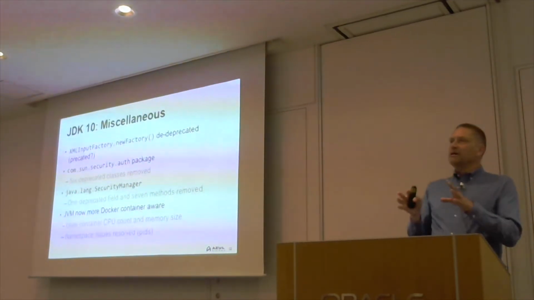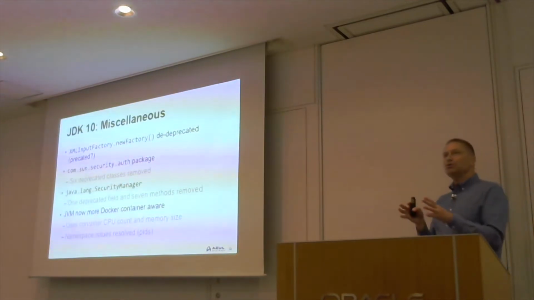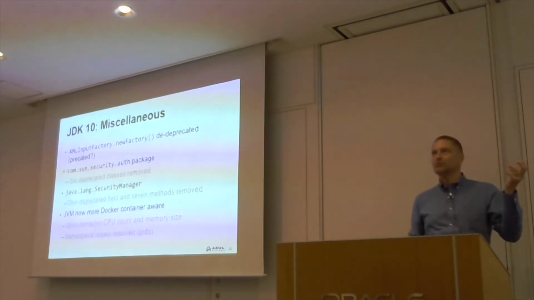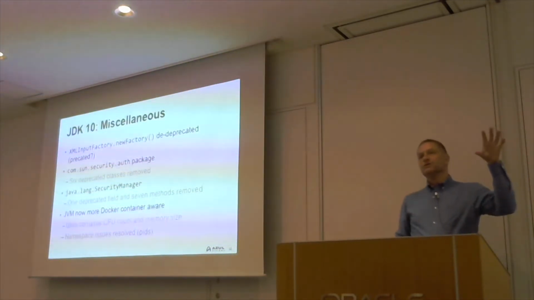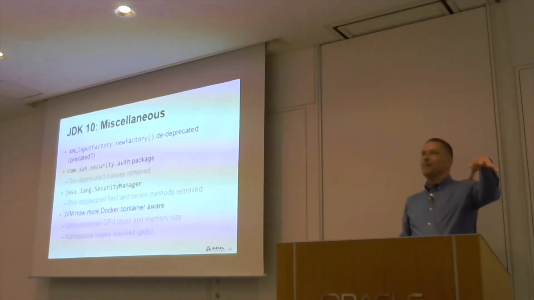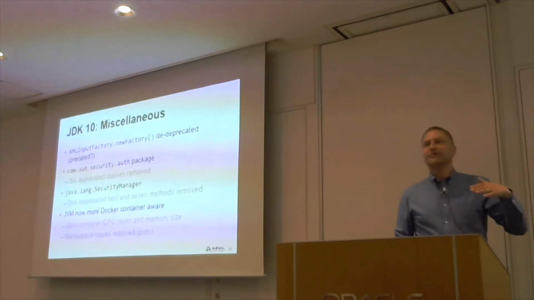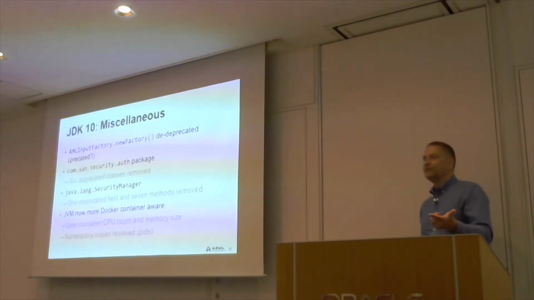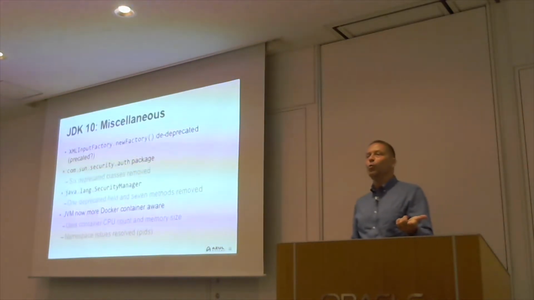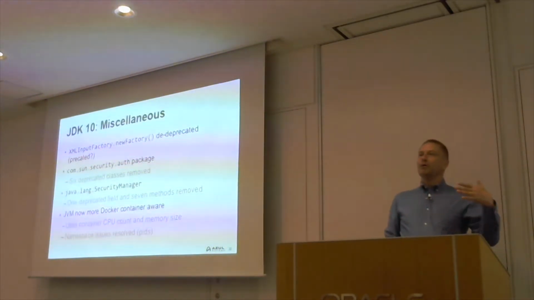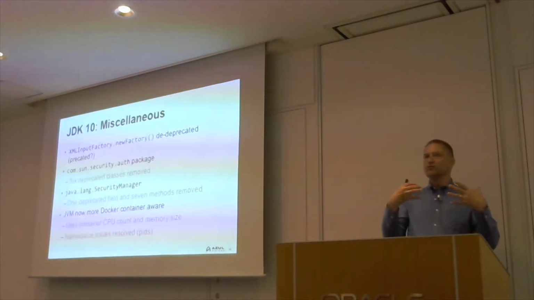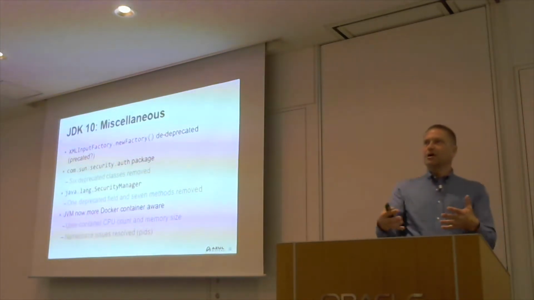More importantly, the JVM is now more Docker aware. One of the problems we had with Java and Docker before was that when you started up the JVM, if you didn't specify things on the command line such as the heap size or the number of threads for the fork join pool, it would define those by default. And the way it did that was by looking at how much resources the underlying machine had.